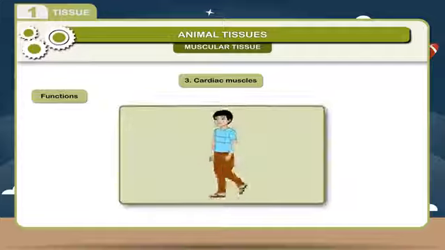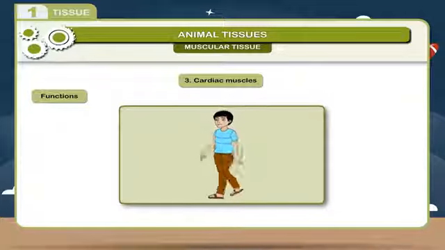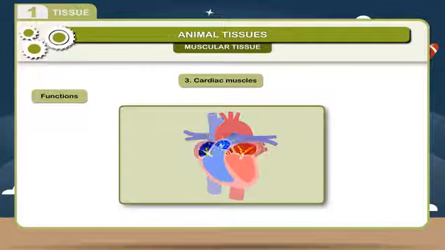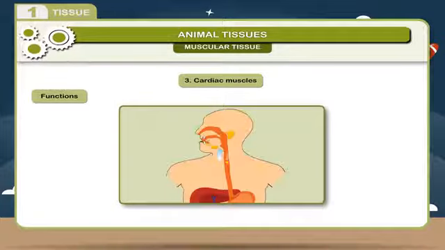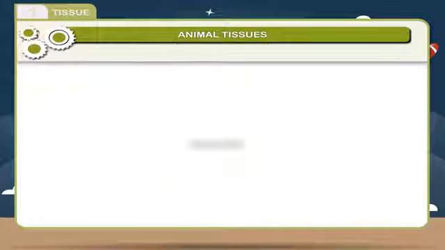Functions. 1. The muscular tissues help in the movement of various parts of the body and thus help in locomotion. 2. They also cause the movement of internal organs. 3. They help in the movement of food in the alimentary canal. 4. They also help in pumping of the blood to the various parts of the body.